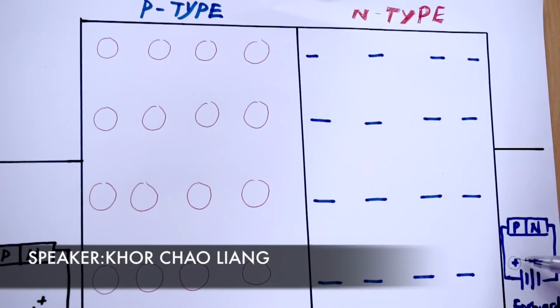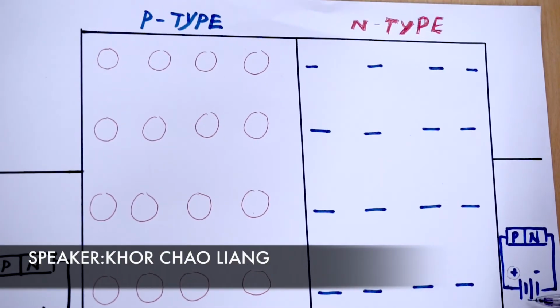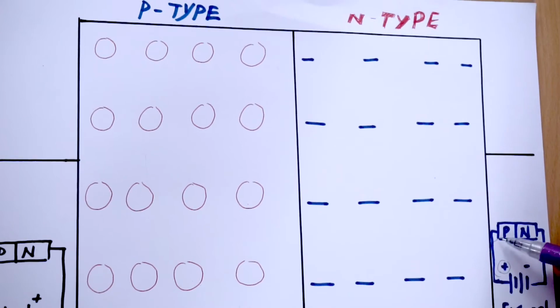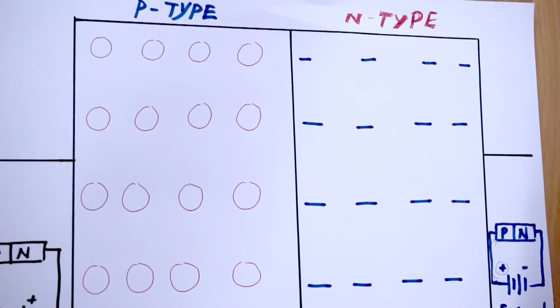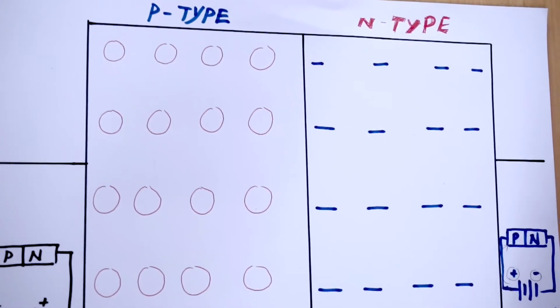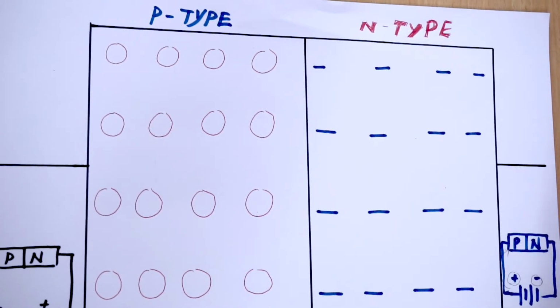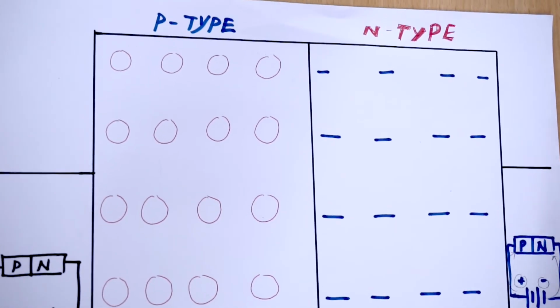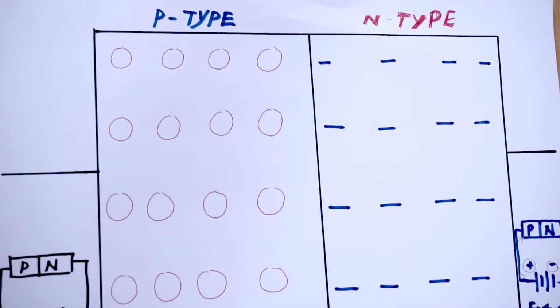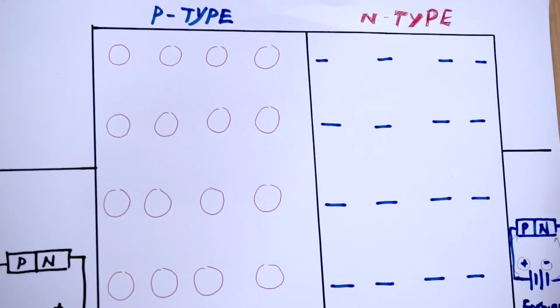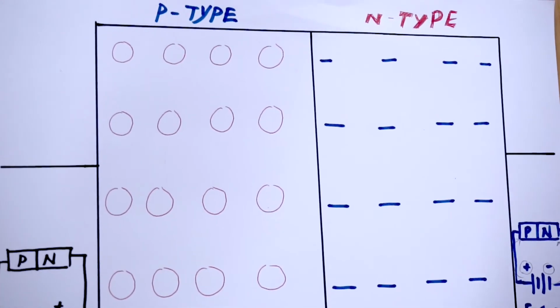The positive terminal of the bias voltage is connected to the P region of the diode, and the negative terminal of the bias voltage is connected to the N region of the diode. It will cause the depletion region of the diode to become narrow.